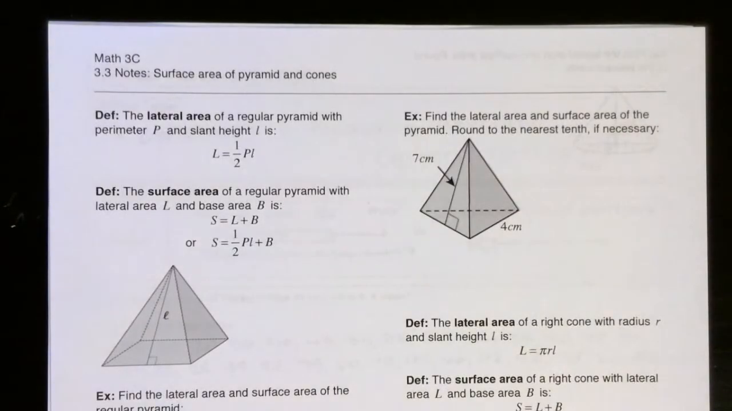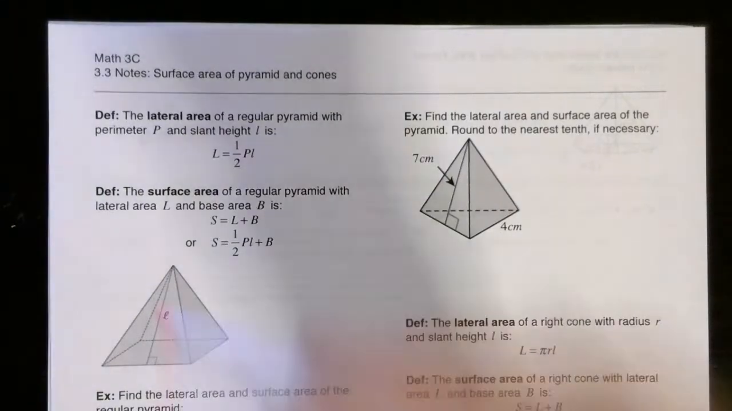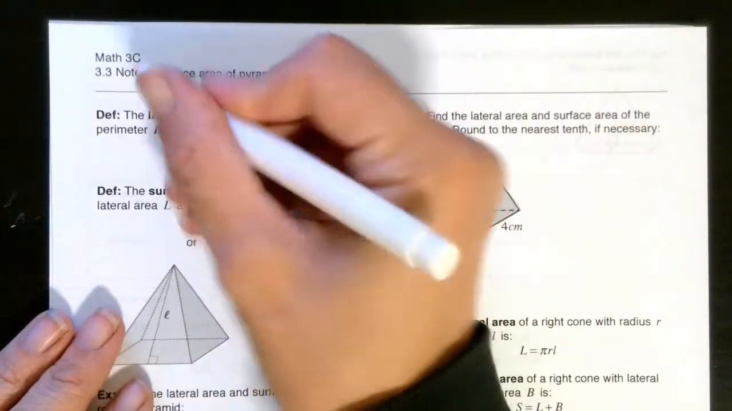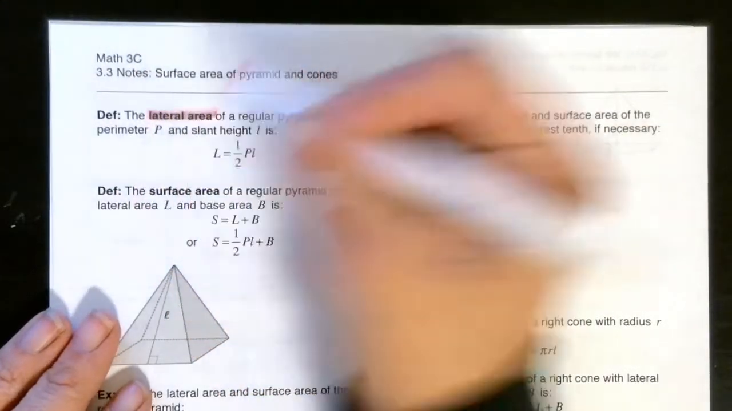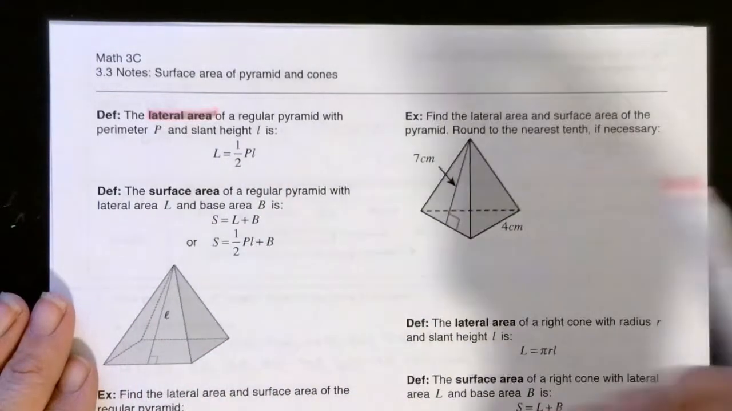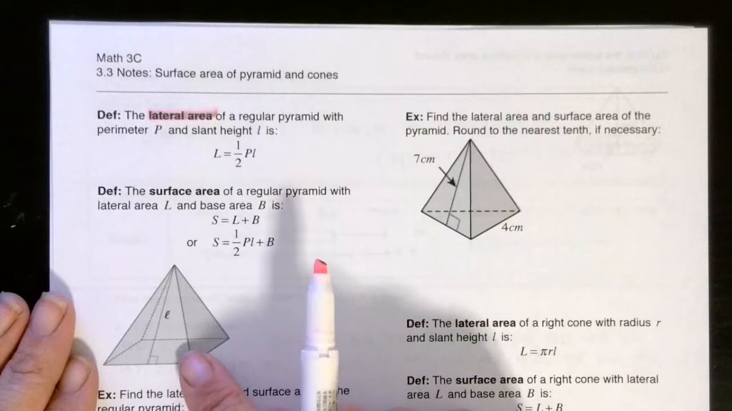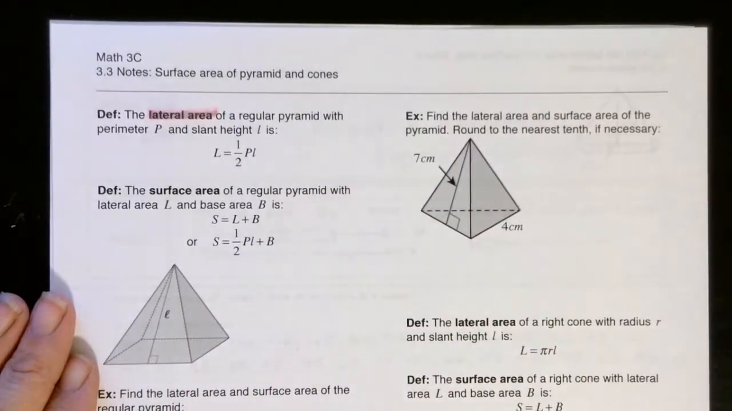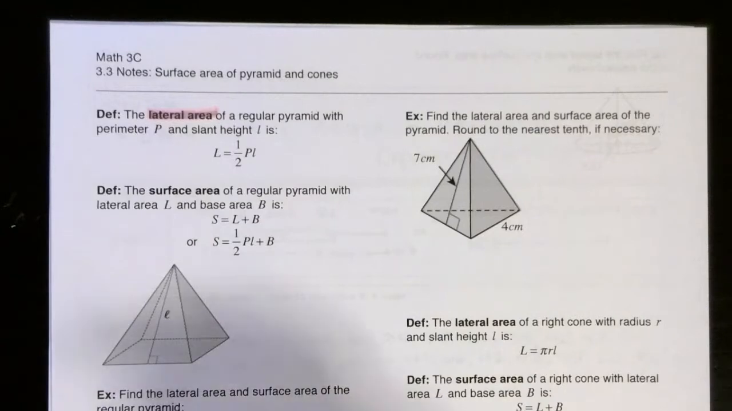Okay, today we're doing 3.3, which is just like yesterday, but instead of being prisms, we're doing surface area of pyramids and cones. So the lateral area, again, is the sides of the pyramid. So how many sides depends on the bottom of the pyramid. Because this is a square base, the pyramid has 4 sides, so there's 4 triangles.